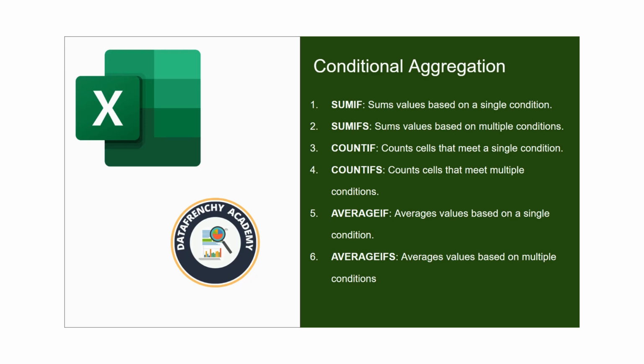Fourth up, we have COUNTIFs, which counts cells that meet multiple conditions. And fifth, we have AVERAGEIF, which averages values based on a single condition. And lastly, AVERAGEIFs, that averages values based on multiple conditions. Without further ado, let's get right into the video.